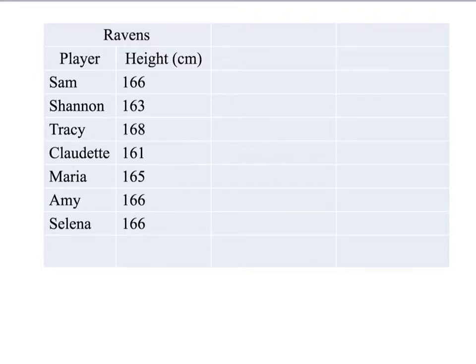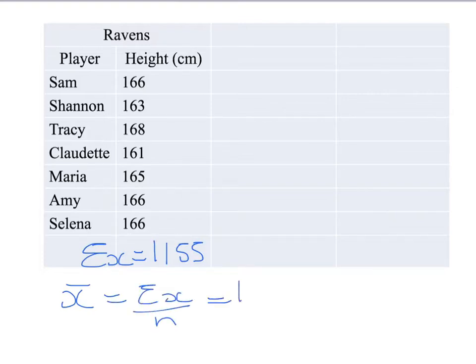So we'll add up all of the heights, and we'll notice once again that the sum of the data, x, is 1,155. So we'll notice that the average height for these players is exactly the same. So there's no difference in the average height for the two teams of 7 girls. It's 165 centimeters. So we'll start to calculate the standard deviation.